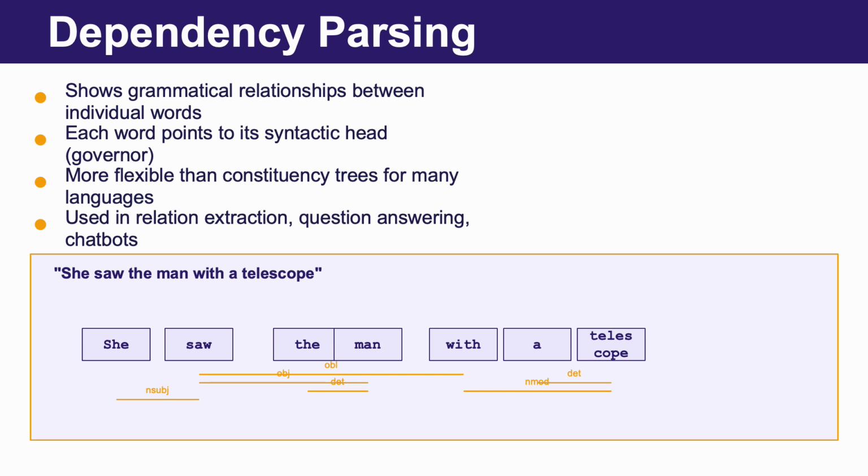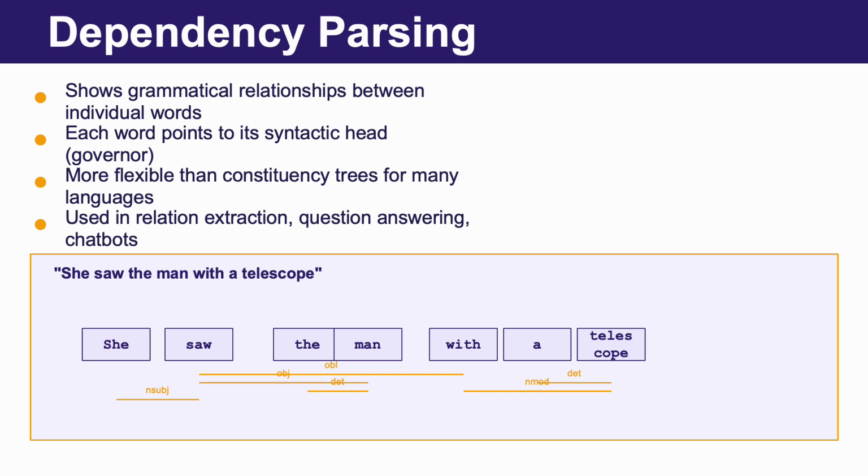Dependency parsing. Dependency parsing is a different way to represent sentence structure. Instead of grouping words into nested phrases, it draws direct links between individual words, showing which word depends on which other words. Each word points to its governor, the word it is grammatically attached to.